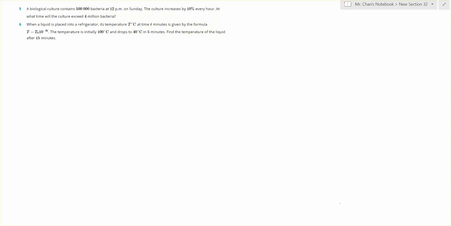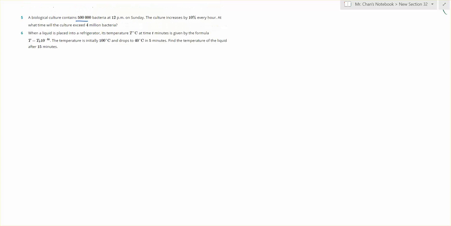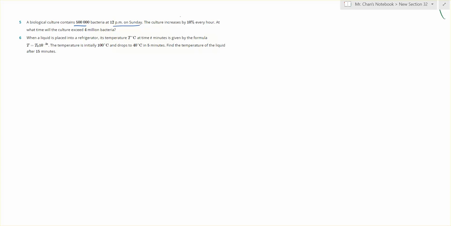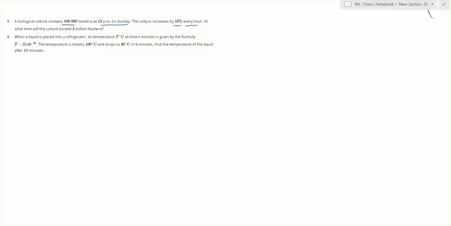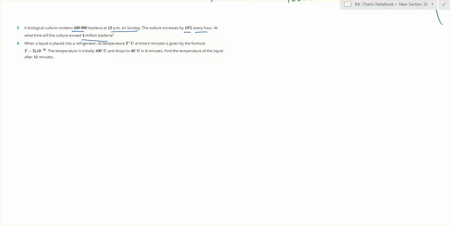This is for Year 11 methods. We're going to look at question 5 and question 6 from exercise 6H. Now the question goes that we've initially got 500,000 bacteria at 12 p.m. on Sunday. The culture increases by 10% per every hour. At which time would the culture exceed 4 million bacteria?